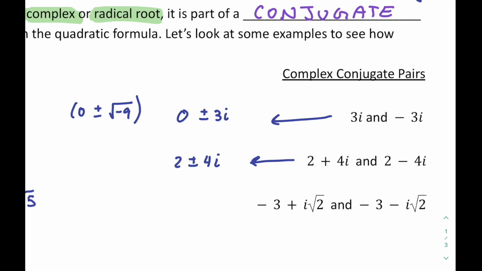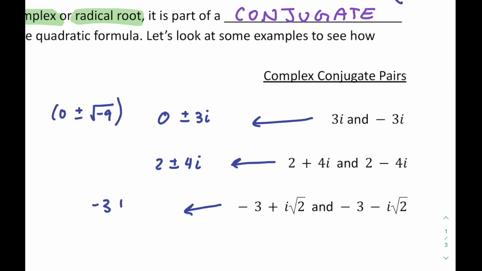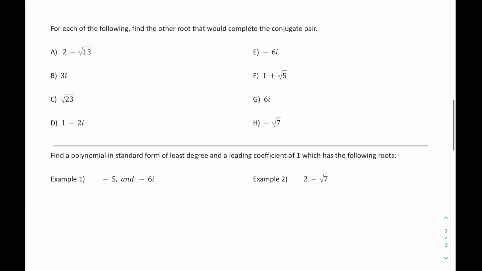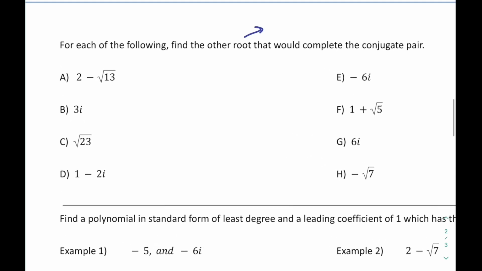Same thing for the next one. It would have been 2 plus or minus 4i. That's why the 2 doesn't change, but the i part does. And then on the last one, negative 3 plus or minus i root 2. Again, the same idea. Imagine what it would look like at the end of the quadratic formula. And if you can imagine what it looks like when the radical was still negative, that's another really good thing to practice. So in the next section, it says, for each of the following, find the other root that would complete the conjugate pair. Again, a root is a solution.